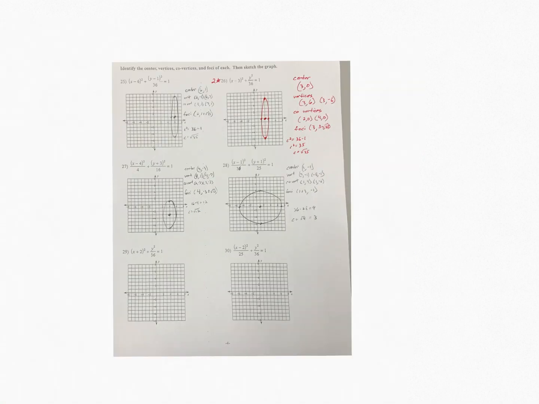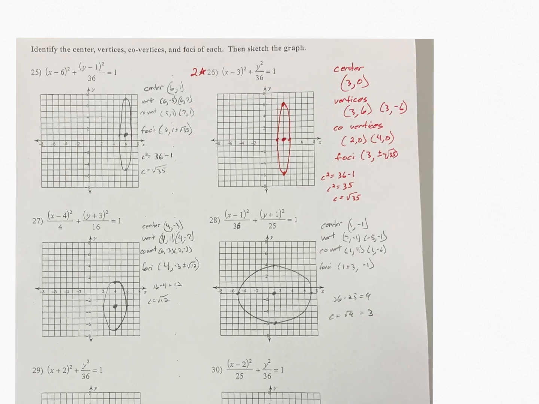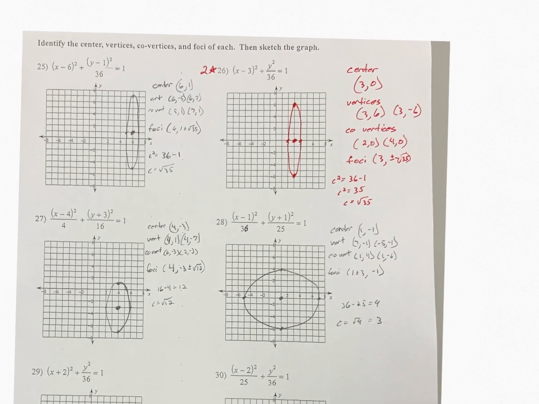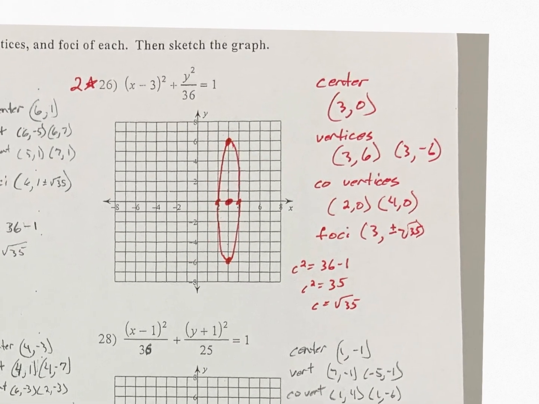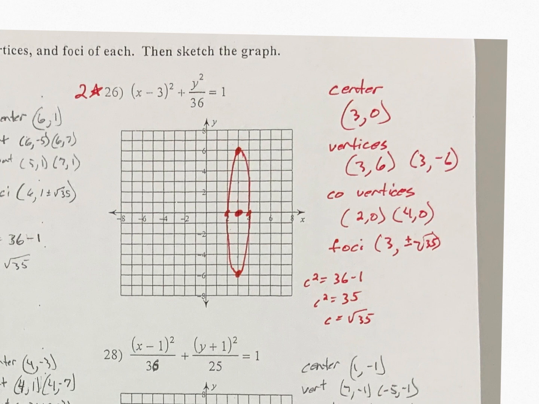All right, and now let's take a look at this page. This is where we start working with our ellipse. We're going to identify the center, the vertices, co-vertices, and the foci of each. So let's focus in here on number 26. You will have a couple of these that you'll have to do. They will not all look like this.